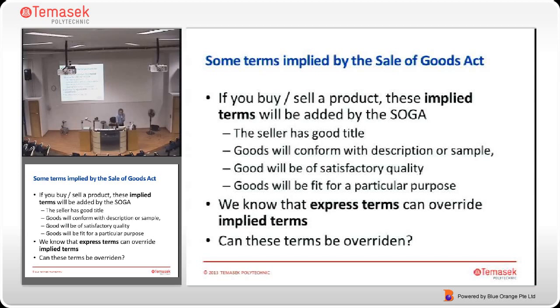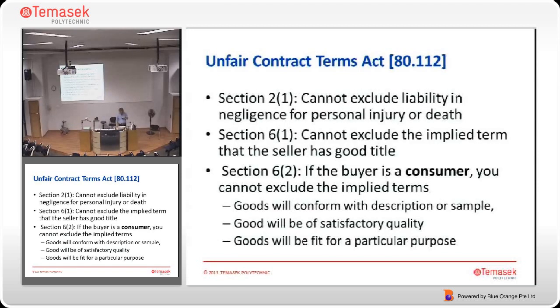Since these are implied terms, we already learned that express terms can override implied terms. So what if the guy who sells you the washing machine gives you a contract to sign, and the contract says all implied terms are excluded? So the question is this: can these implied terms, implied by law, be overridden by an express term? Can you have a contract which you sign that says all these implied terms are excluded, don't apply? This is where the Unfair Contract Terms Act comes in.